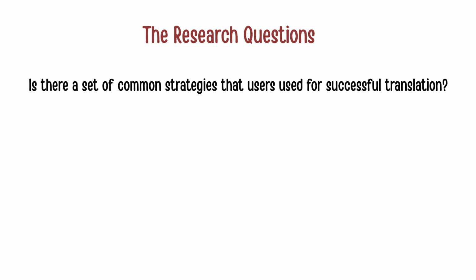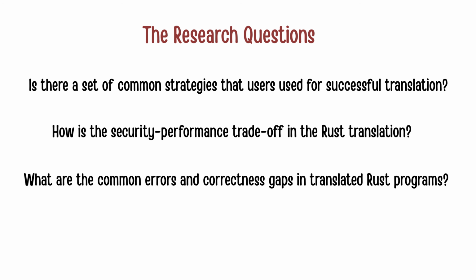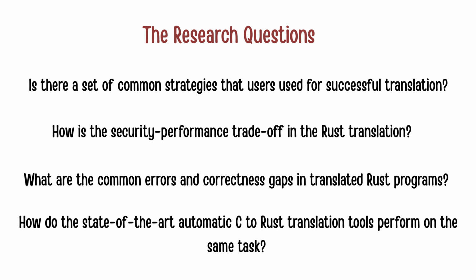First, is there a set of common strategies that users used for successful translation? Second, how is the security performance trade-off in the Rust translation? Third, what are the common errors and correctness gaps in translated Rust programs? Finally, how do the state-of-the-art automatic C to Rust translation tools perform on the same task?